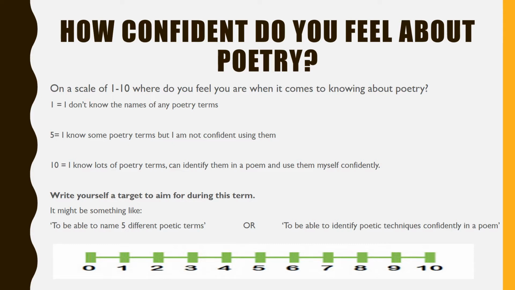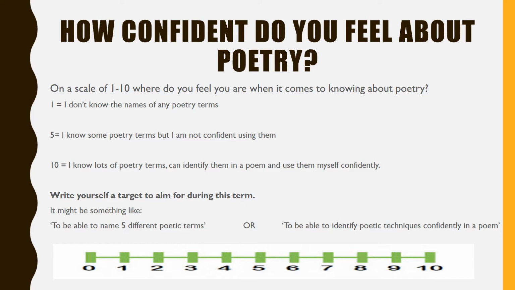So the first thing we'd like you to do is rate yourself on a scale of 1 to 10. Where do you feel you are when it comes to knowing about poetry? With 1 being I don't know the names of any poetry terms at all, up to 5 being you know some of them but you're not very confident using them or identifying them, and 10 being that you know lots of poetry terms, can identify them when you're looking at a poem and are able to use them yourself confidently.